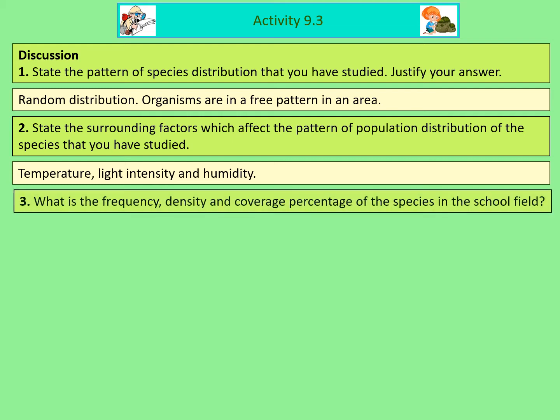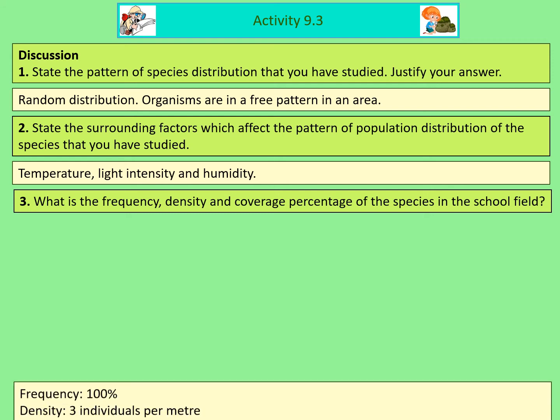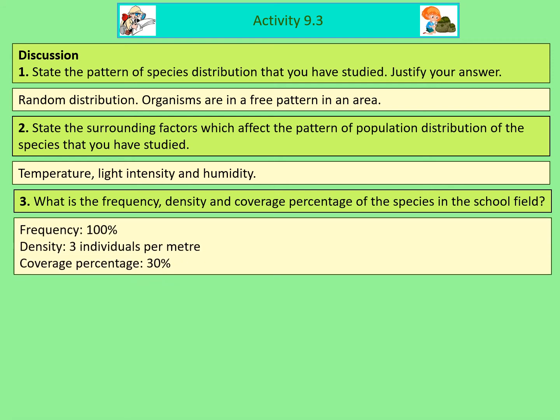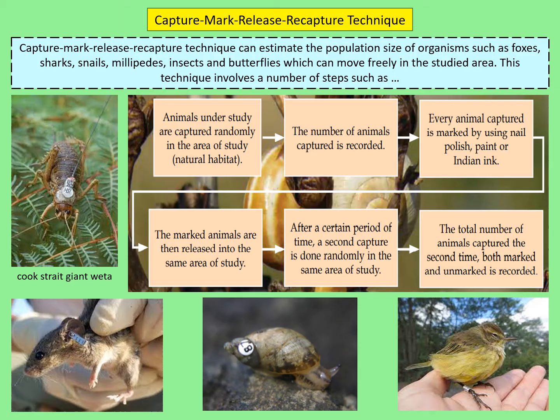Question number 3: what is the frequency, density, and coverage percentage of the species in the school field? The frequency is 100%, density is 3 individuals per meter square, and coverage percentage is 30%.